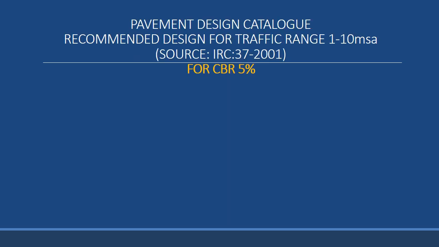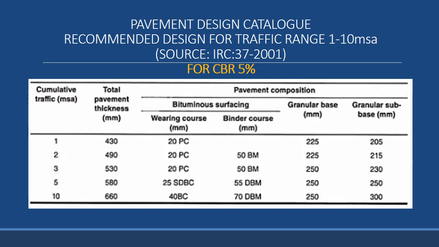And in the next, for MSA range of 1 to 10, the CBR value is 5%. This is again the catalog. Here again in the first column the cumulative standard axle value is given, then the thickness. Using both the cumulative standard axle values and the total pavement thickness, we are going to find out the pavement composition thickness for each layer. So this is the way we are going to find out.